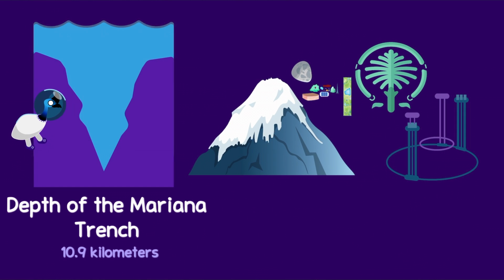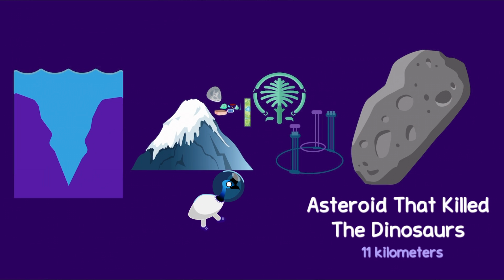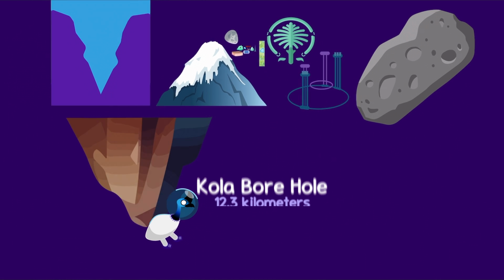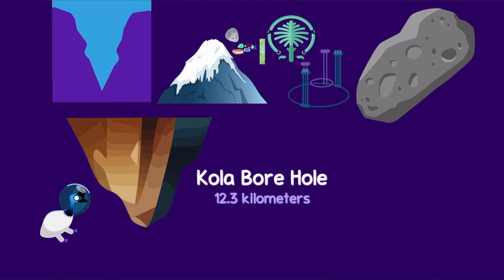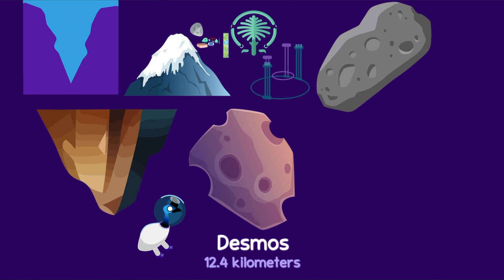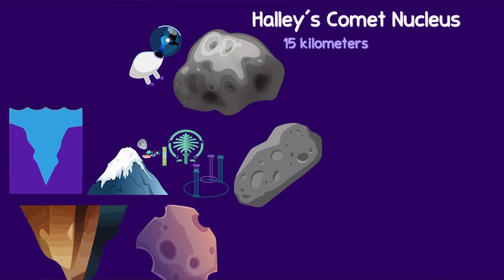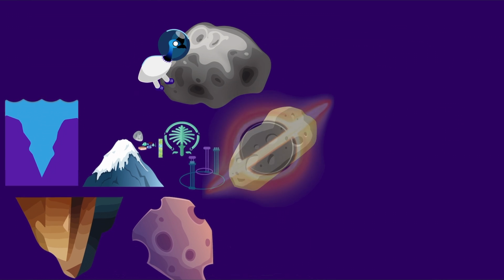Depth of the Mariana Trench, 10.9 kilometers. Asteroid that killed the dinosaurs, 11 kilometers. Kola borehole, 12.3 kilometers, the deepest hole humans have ever drilled. Deimos, 12.4 kilometers, the smaller of Mars's 2 moons. Halley's Comet nucleus, 15 kilometers, one of the few comets visible to the naked eye.